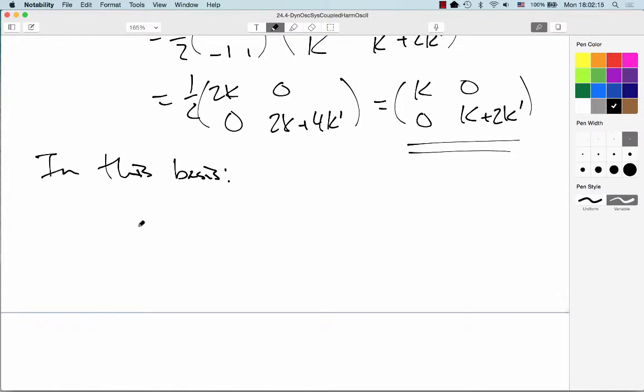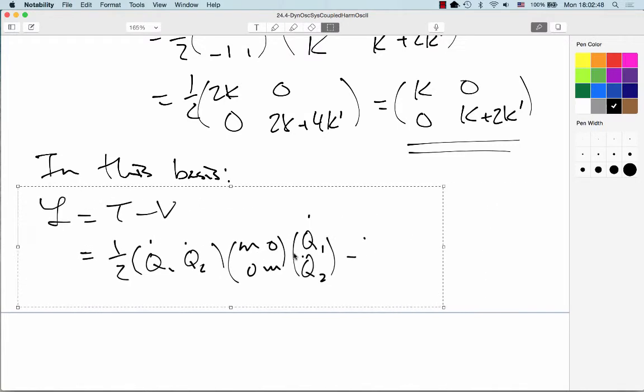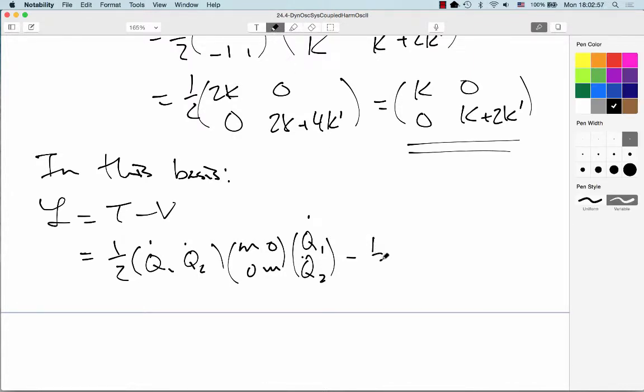So, alright, L equals T minus V. In this basis here, we'll have 1/2 times Q1 dot, Q2 dot, times my mass matrix M, 0, 0, M, times Q1 dot, Q2 dot, minus 1/2 times Q1, Q2, times K, 0, 0, K plus 2K prime, times Q1, Q2, like that.